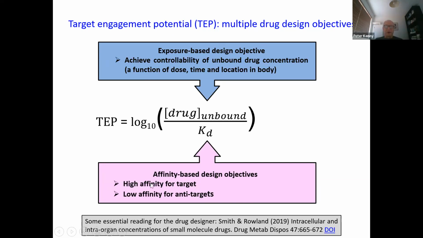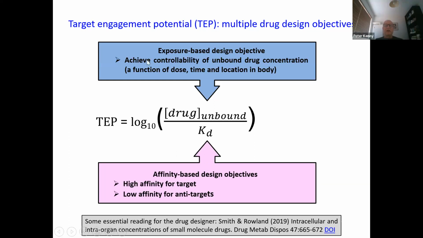So you obviously want a very high affinity for the target, and you want to have a very low affinity for the anti-targets. So the anti-targets would be things like hERG, the CYPs, the metabolic enzymes. You don't normally want to inhibit them. So ideally, you don't want to be able to measure affinity for these. You want things to be really very low affinity.